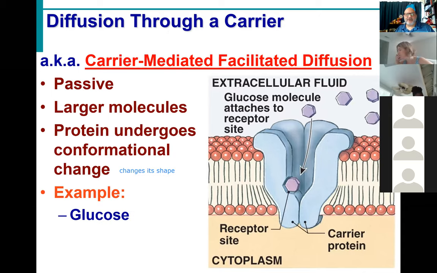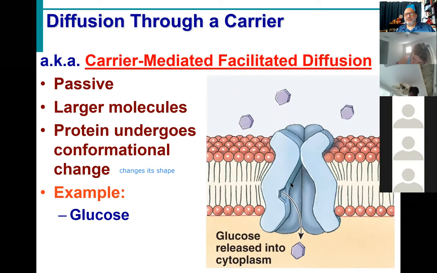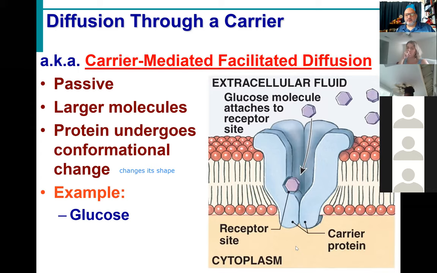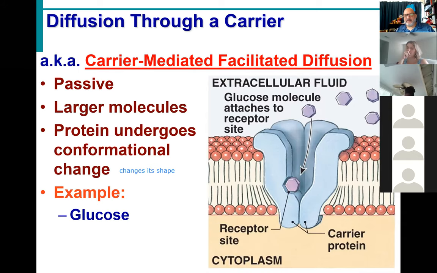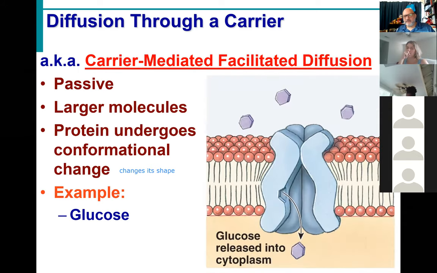And probably one of the best examples of this is glucose. Notice here, our glucose comes in and binds to the carrier. And when it does that, the carrier changes shape so that now the top is closed and the bottom is open. And that glucose can enter into the cell. As soon as the glucose lets go, it goes back to its previous shape. And then a new glucose can bind. And it changes shape and brings it in. And back and forth and back and forth and back and forth.